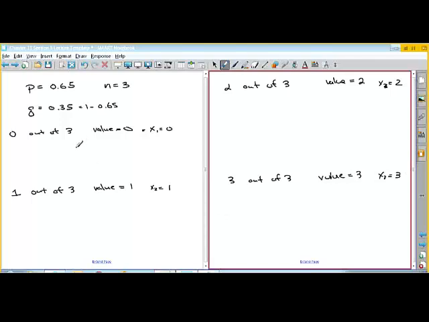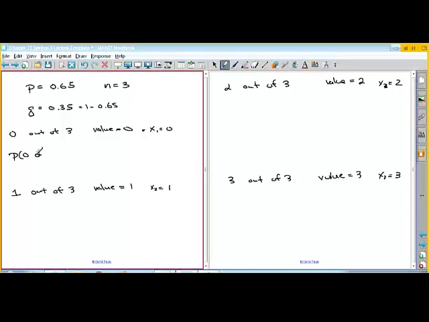The next thing we have to do is figure out the probability of each one of these happening, given that his average free throw percentage is 0.65. So the probability of getting 0 successes out of 3 trials is going to be equal to the combination of 3 things taken 0 at a time, times the probability of success raised to the x power, which is 0, times the probability of failure to the n minus x, which is 3. So that's the formula. We'll write out all the formulas, and then we'll go back and calculate them.